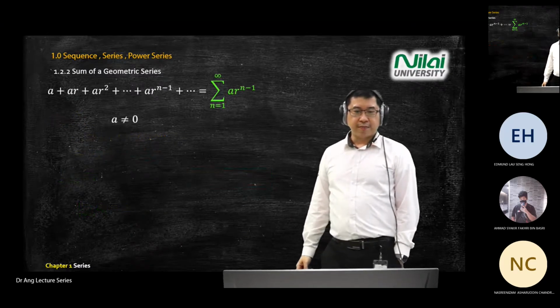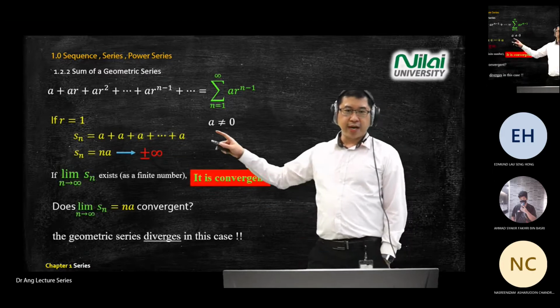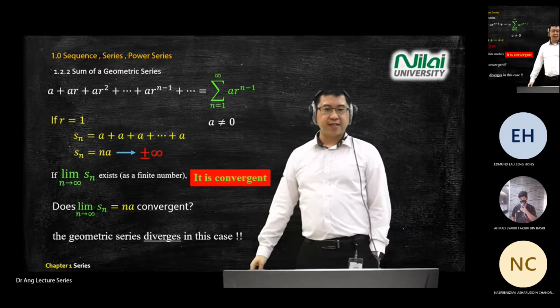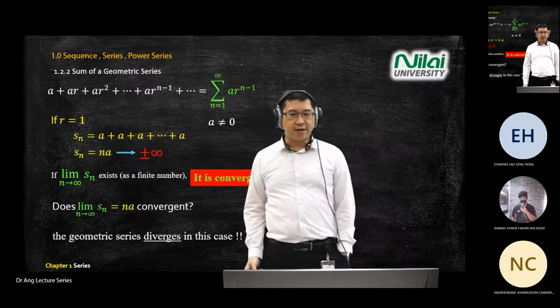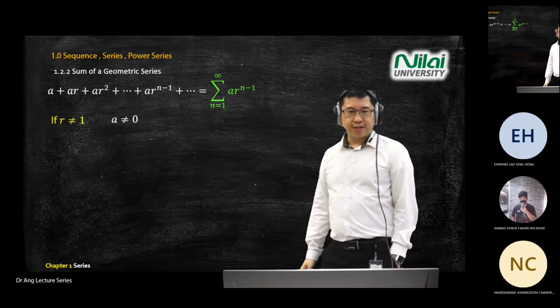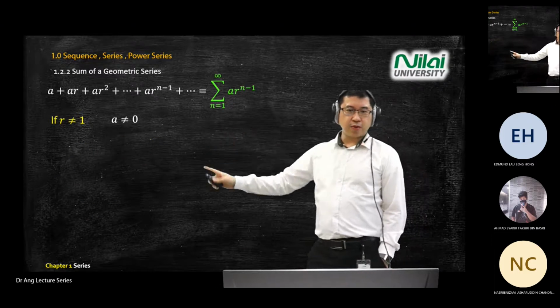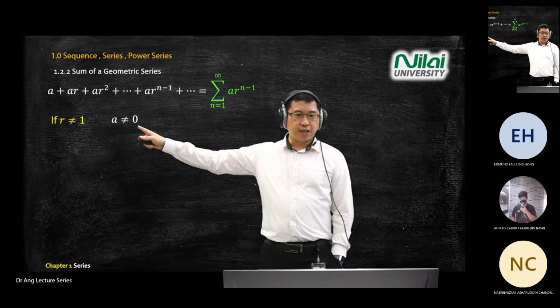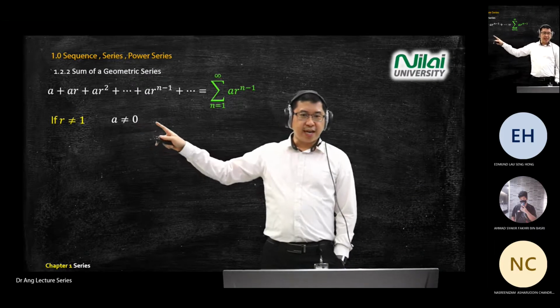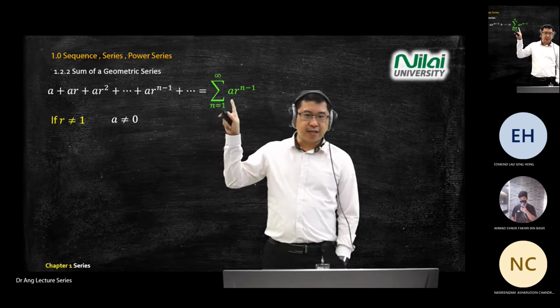The next one. Just now we saw one scenario where R equal 1. Now we check this geometric equation again. Now we change the R. What happens if your R is not equal to 1, and this constant value A is not 0?